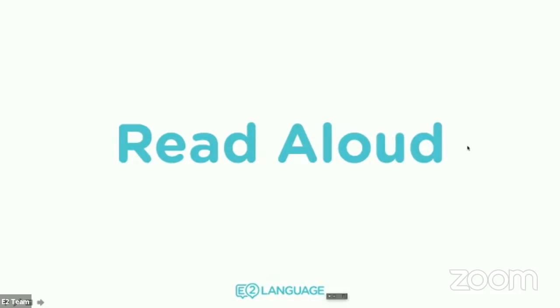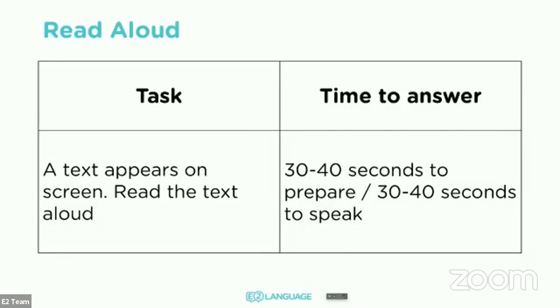This is the first task of the PTE. What do you have to do? So what will happen is a text appears on the screen. You need to read the text aloud. It's pretty simple. Now, you'll have 30 to 40 seconds to prepare to speak. So in other words, you can read through it once. Then you will actually be recorded and you'll have 30 to 40 seconds to read it aloud as clearly and as properly, I guess, as you can. Let's do it. You ready?